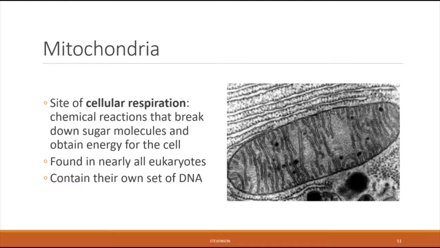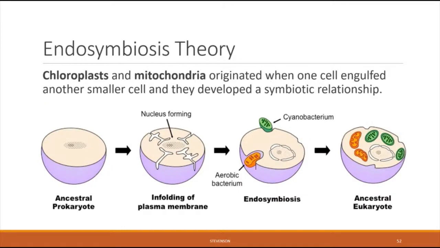So why is that the case? Why are mitochondria and chloroplasts special in the sense that they have their own set of DNA? Well, this gets to something called Endosymbiosis Theory. The theory of endosymbiosis says that chloroplasts and mitochondria specifically originated when one large cell engulfed another smaller cell, and the two went on to develop a symbiotic relationship where the smaller cell provided energy for the larger cell and the larger cell provided protection for the smaller cell.